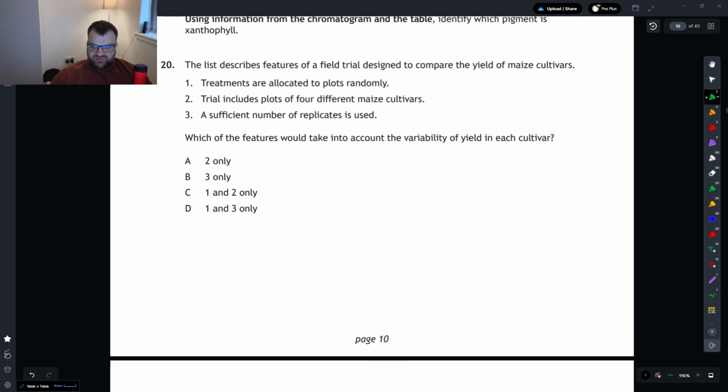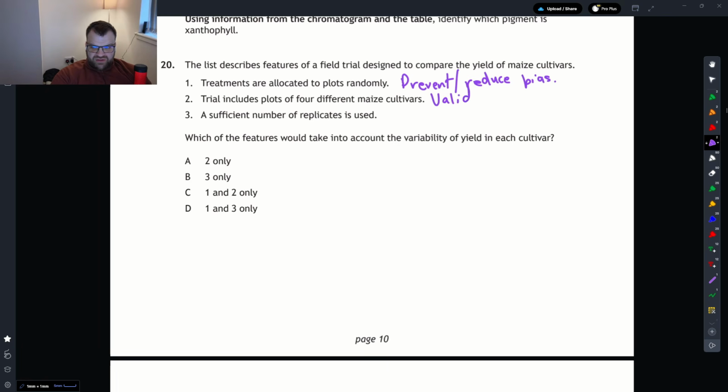Next one, we're talking about a field trial. All right, what's the purpose of each of these things? Randomly is going to prevent or reduce bias. If you had a stake in the game and you were trying to show that your maize was better than other people's maize, and you also know that in your fields there's a certain part where everything grows really well, you might put your one in there deliberately. Or if you know somewhere that's pretty bad for growing, you'd put the competitor's one in there perhaps.